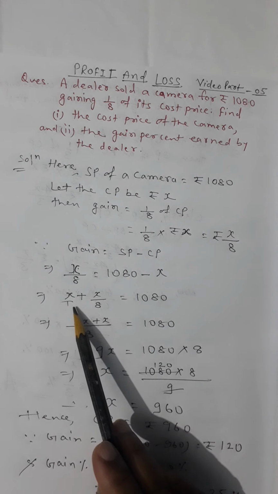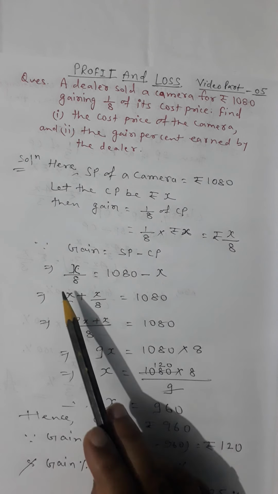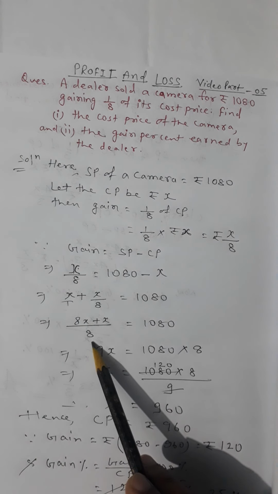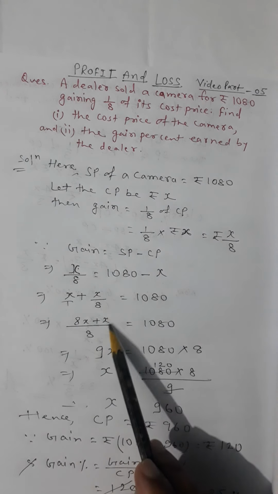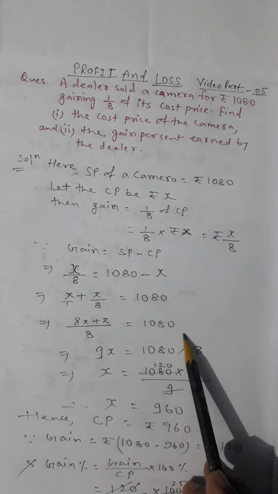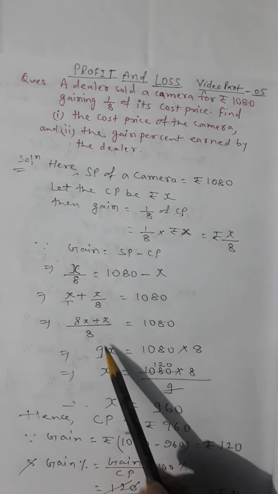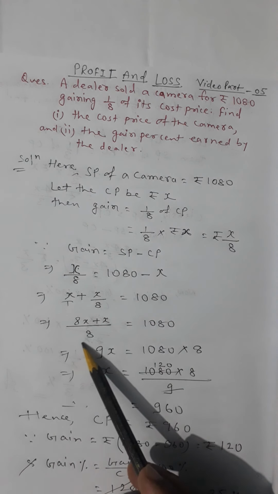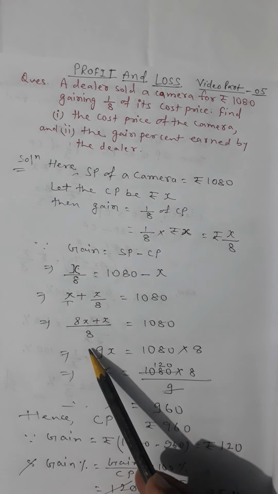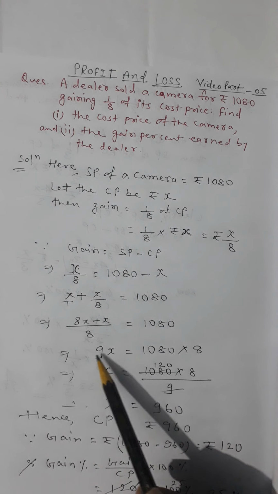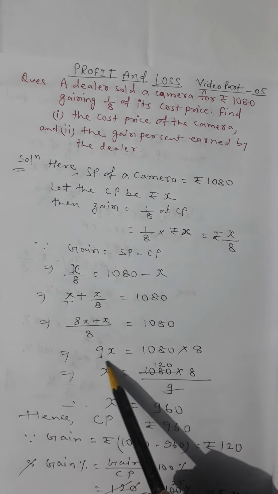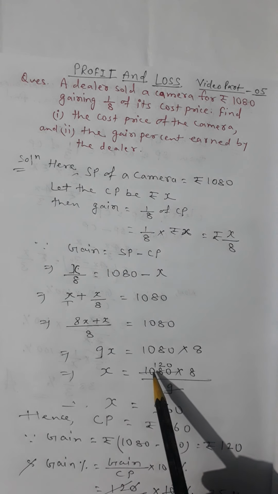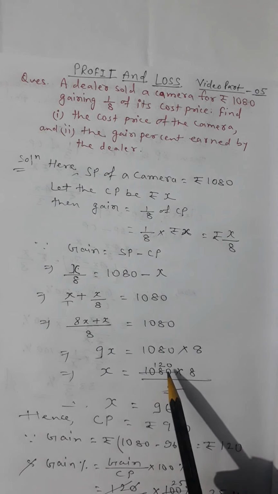This 8 divided by 1, then we get 8 into X. The 8X plus X divided by 8, which is 1 and 1 multiplied with X, becomes X, equal to 1080. So now it becomes 8X plus X equal to 9X. This 8 comes to this side in multiply because on this side it is in divide. Okay, now 9 multiplied with X comes to this side in divide.